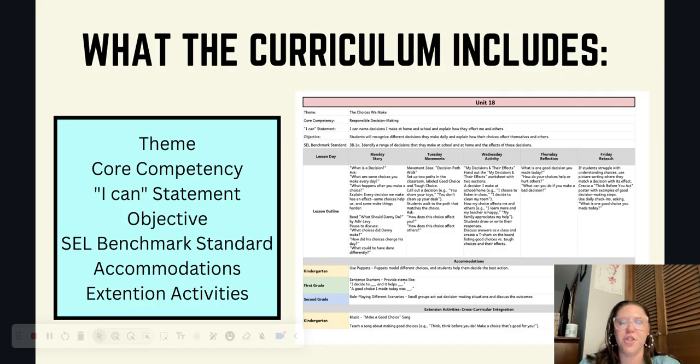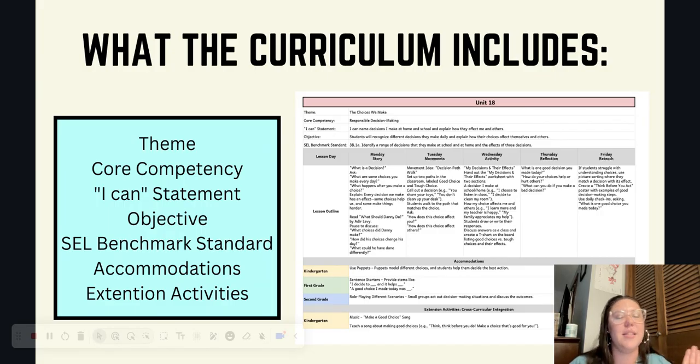Through all of my research, they said that if you have accommodations for each grade level and the SEL tool connects to regular learning and academic curriculum, it will help them learn how to use it in their academic curriculums. So for each grade level, kindergarten, first, and second grade, for each unit, there are accommodations and extension activities for each one.